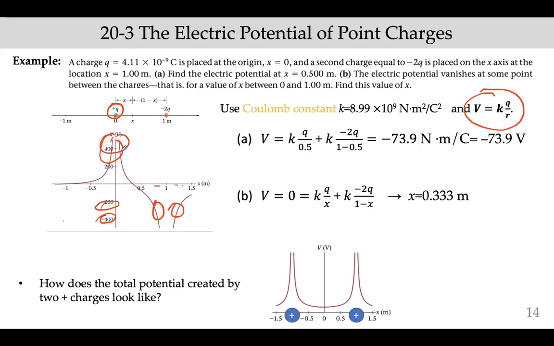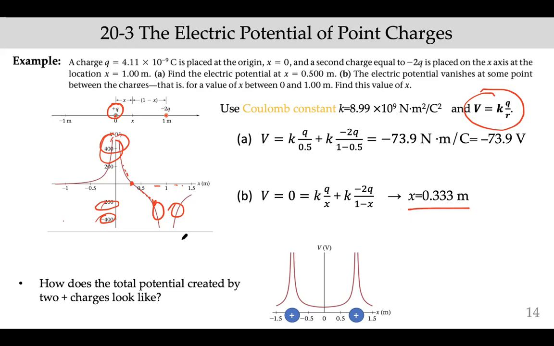And now, this plus charge produces positive potential values, and the other one, the negative charge, produces negative values. And there's a point where the potential created by the plus charge and the minus charge cancel each other completely, and at that point the potential becomes 0, and the location of that point is x equals 0.333 meters.